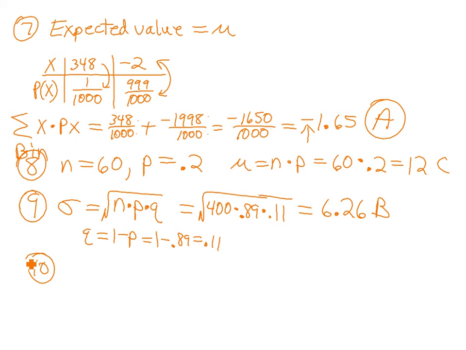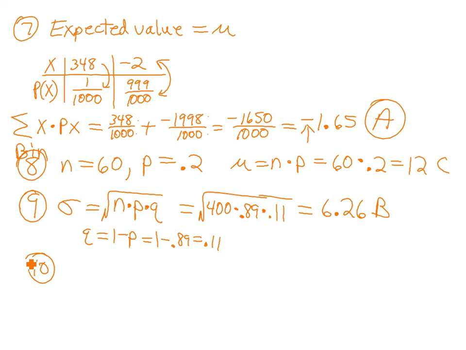Number 10. A test consists of 850 true or false questions. If a student guesses on each question, what is the mean number of correct questions? This is a binomial distribution because you just have a correct answer and a wrong answer, so you have a success and a fail.